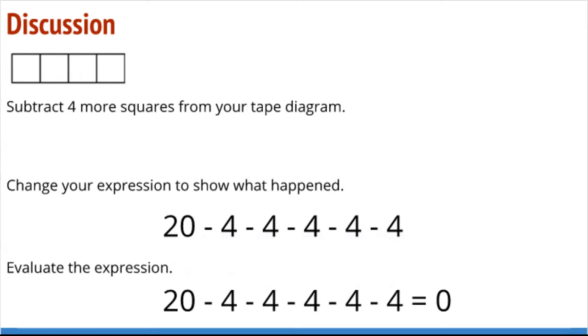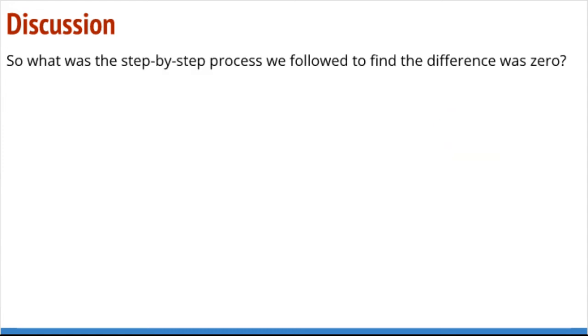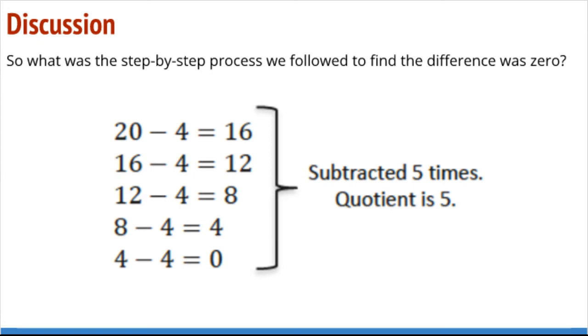So reflect here for a moment and ask yourself, what was the step-by-step process that we followed to find that the difference was 0? We say difference because it's a subtraction problem. What are we doing that is going to lead us to get to 0 here? And I already said it out loud, but here's what the number sentences look like. We subtracted 5 times. We subtracted 4 out 5 times, so the quotient would be 5. So 20 divided by 4 gives us 5.